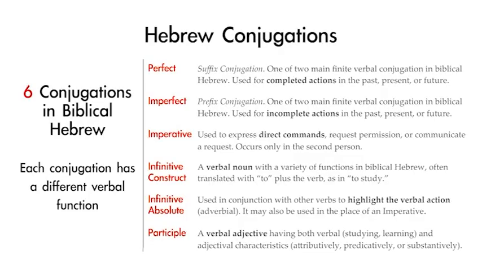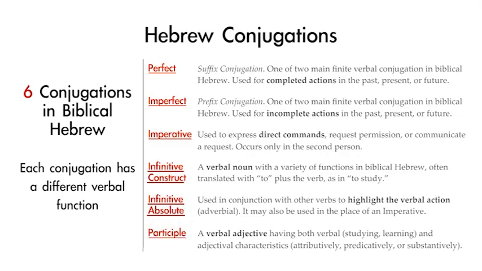There are 6 different conjugations in Biblical Hebrew. Each conjugation has a slightly different verbal function. The 6 conjugations in Biblical Hebrew are the perfect, the imperfect, the imperative, the infinitive construct, the infinitive absolute, and the participle. Let's go back to the perfect.